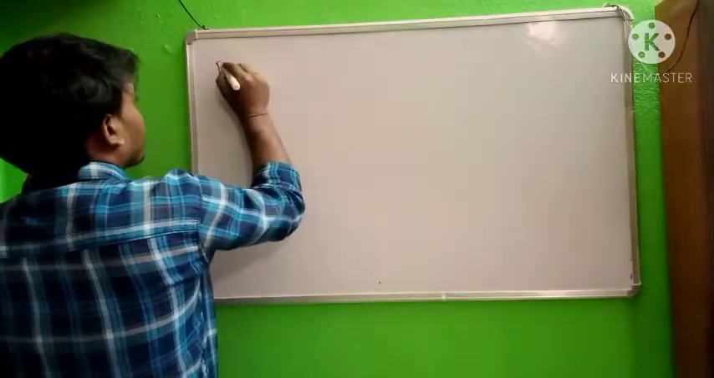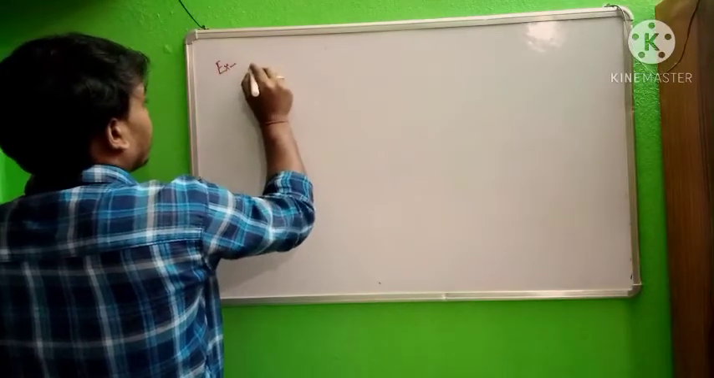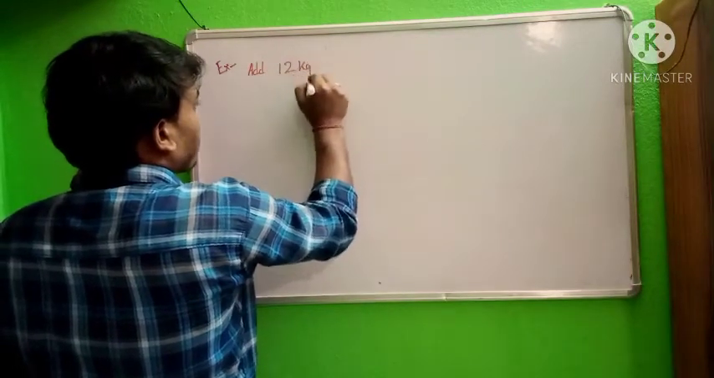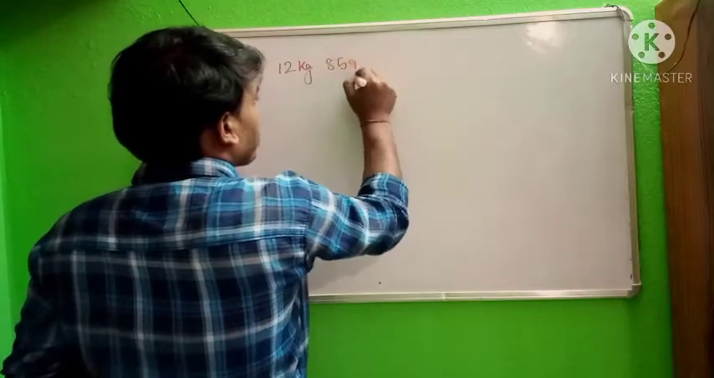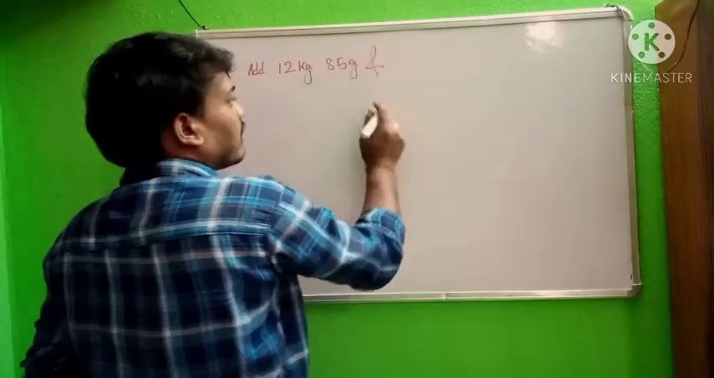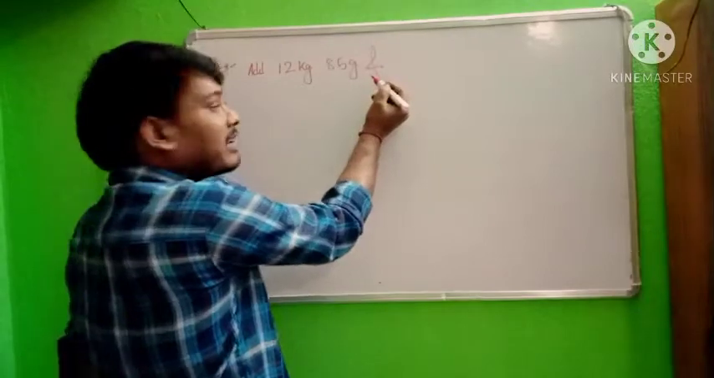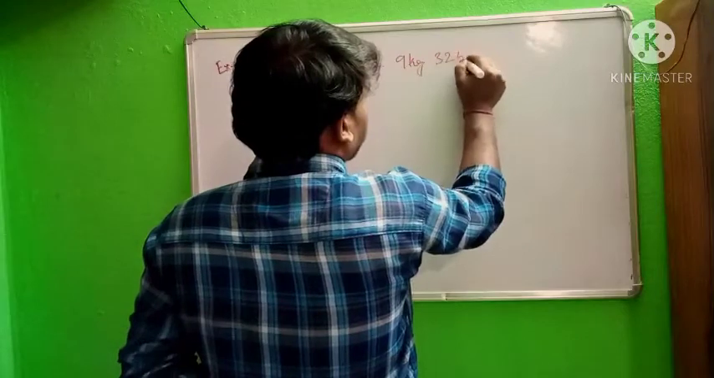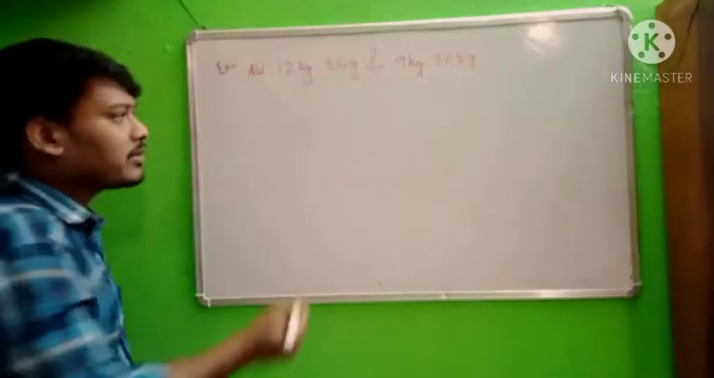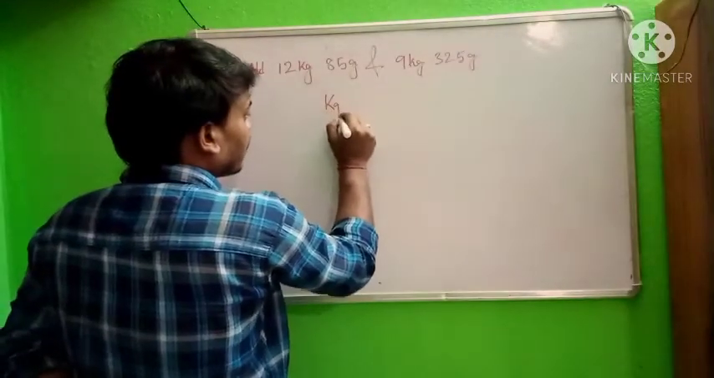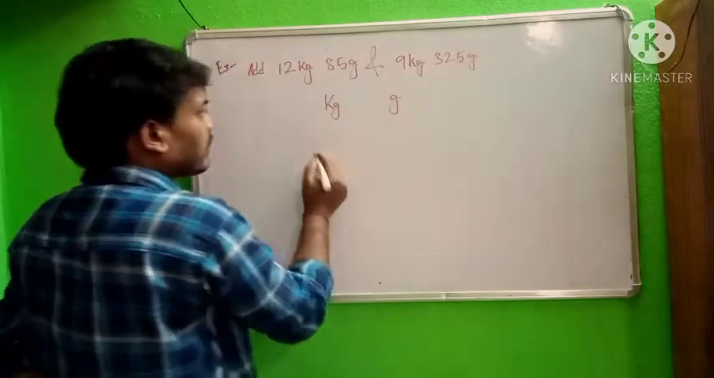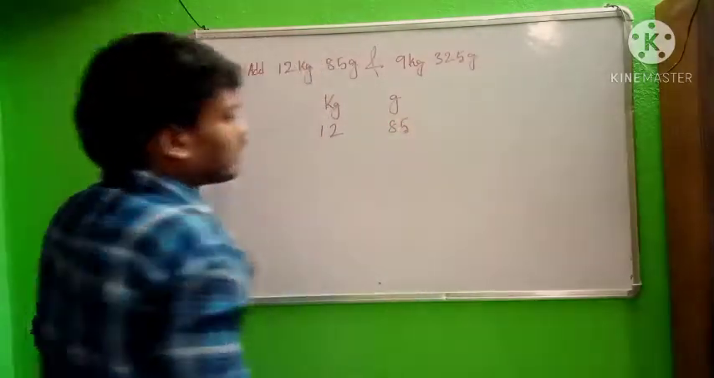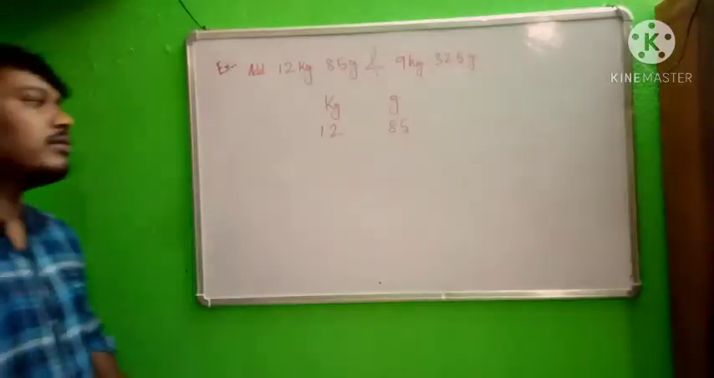Example: add 12 kg 85 gram and 9 kg 325 gram. So similar to the previous, first we make two columns, one is kg, another is gram. So in the kg column 12 kg, in the gram column 85 gram.